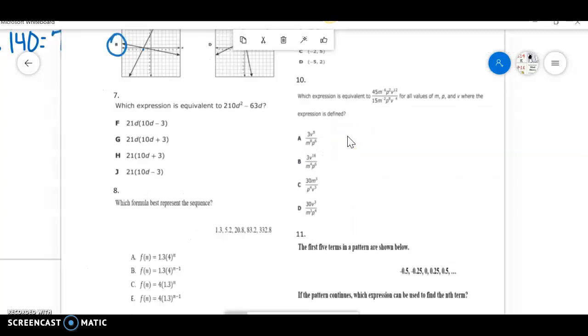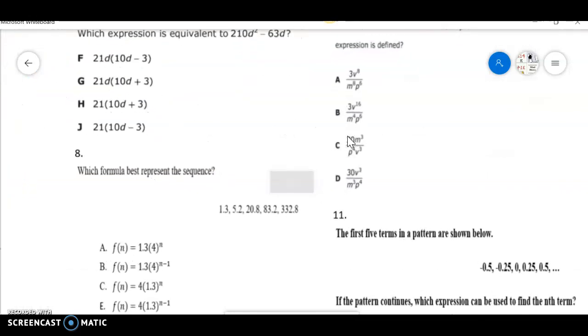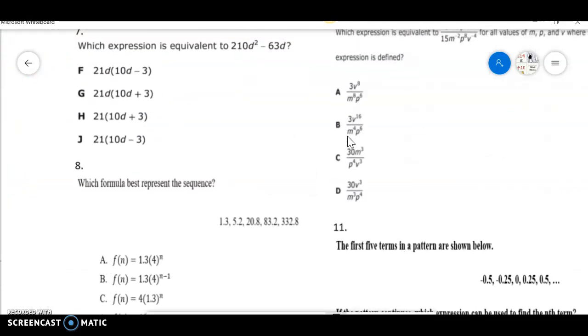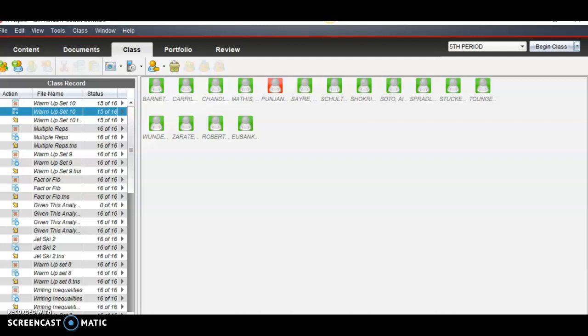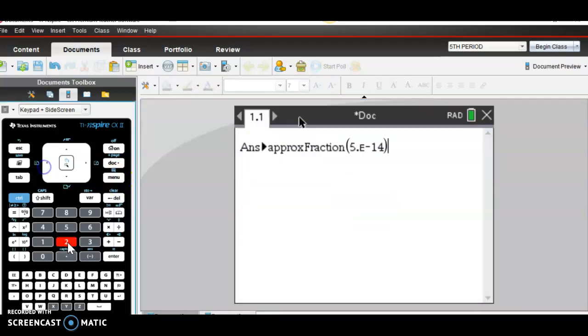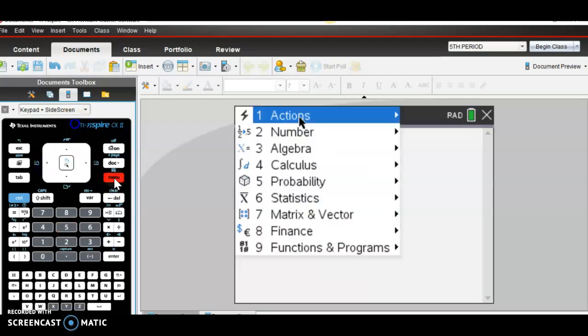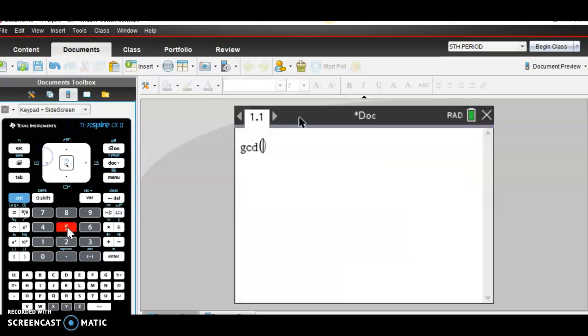Okay, on this next question, we are going to talk about the expression that is equivalent. So we need to make sure that we are factoring. We talked about using our calculator to find that GCF. So we can use menu 25, and if we want to find the GCF of 210 and 63, the GCF is 21.